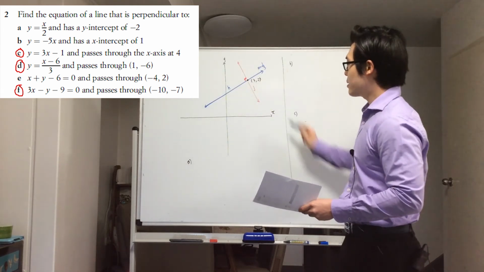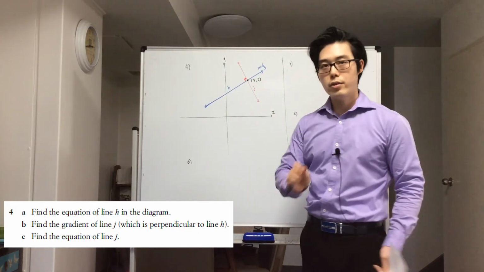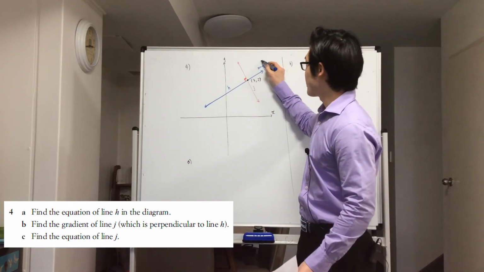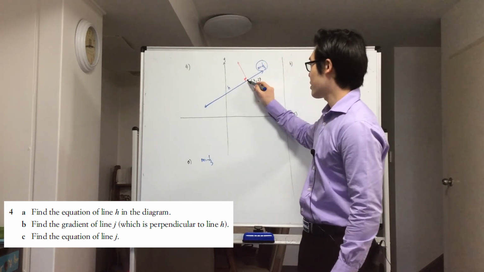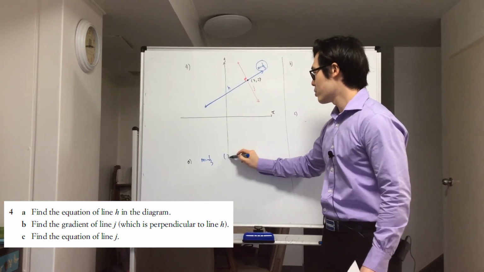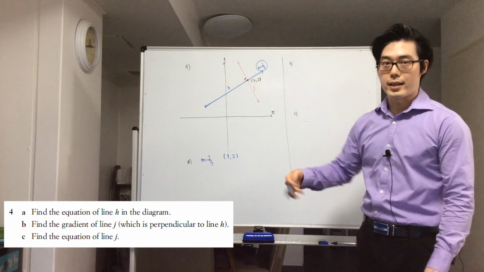As you can see, if I want to find the equation of the blue line, remember you need two things, the gradient and the point. The gradient's given, alright? What's the point though? As you can see, it goes to that point right there, 3 and 2. So I'll leave it as it is there. Do the same thing as what I've shown you on the other side.